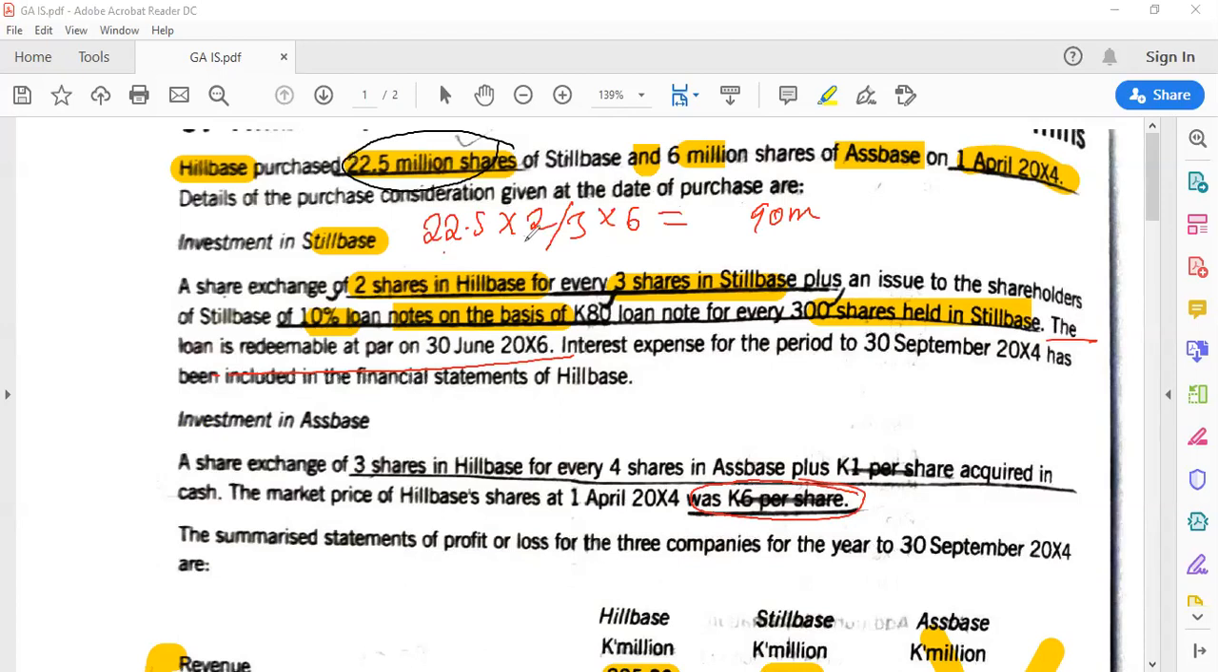22.5 million shares multiplied by 2 over 3. How many shares are we talking about? How many shares are these? 15 million shares. Okay, so they acquired 15 million shares.